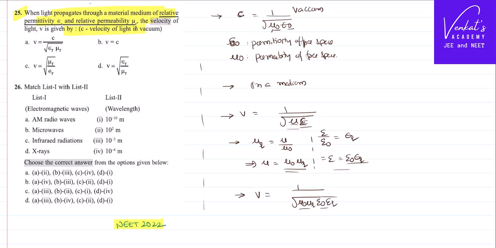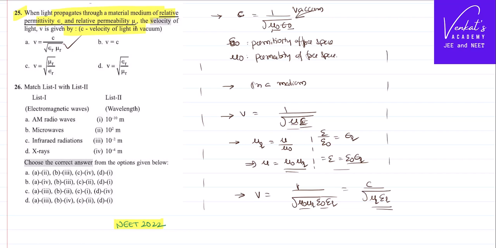But 1 by root of mu naught epsilon naught is nothing but C, the velocity of the light in vacuum. So that is C by root of what is remaining, mu r and epsilon r. So that's the answer for the problem, V equals C by root of mu r epsilon r. That's how we solve that first question.